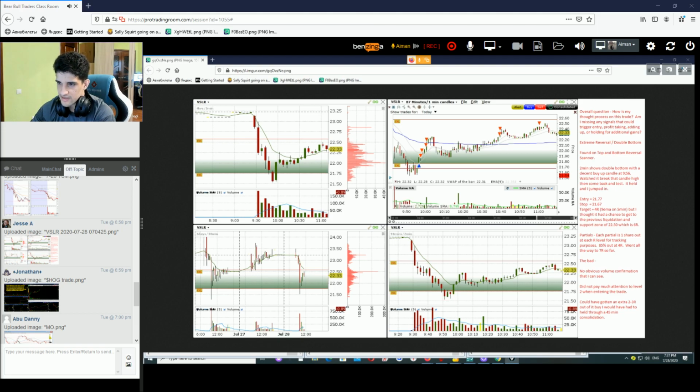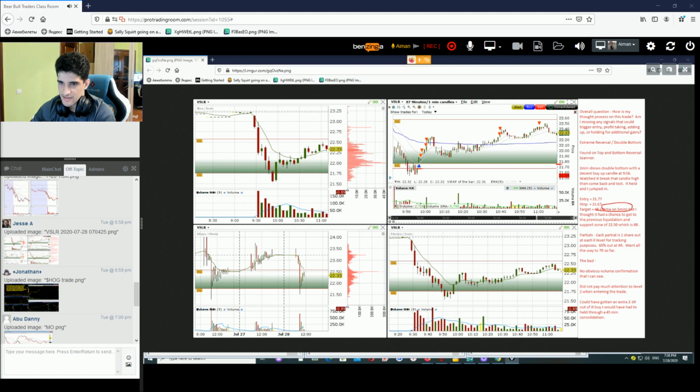So what did JC do? It broke up, didn't rush the entry, waited for a pullback, noticed that it's actually holding, and then entered into the trade. The entry was at 21.77, somewhere in this area. Stop loss 21.67. I guess somewhere at the low of the 1-minute candle. Yeah, I bet somewhere at the low of the 1-minute candle. Target 4R, which is the 9 moving average on the 5-minute chart.